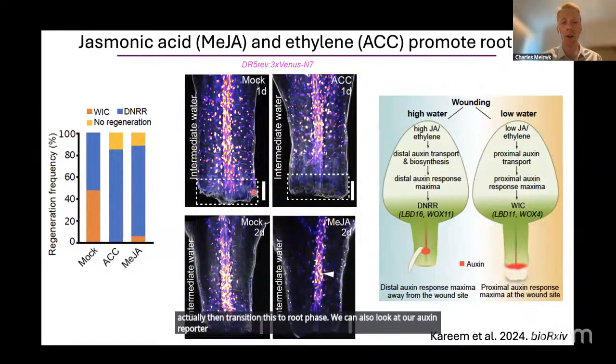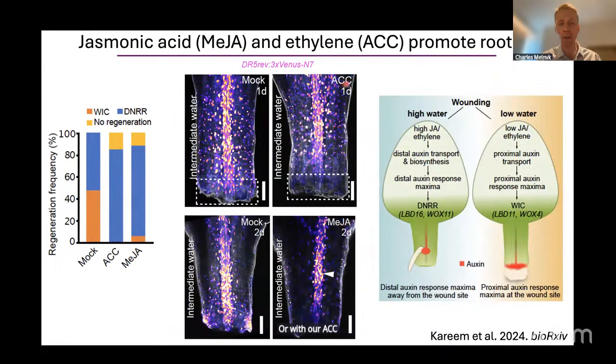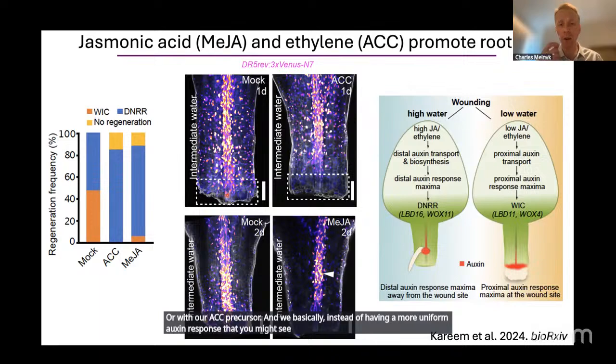We can treat our auxin reporter either with methyl jasmonate or with our ACC precursor. And instead of having a more uniform auxin response that you might see with intermediate water conditions, we can actually move this auxin response away from the cut site to then promote the formation of roots.